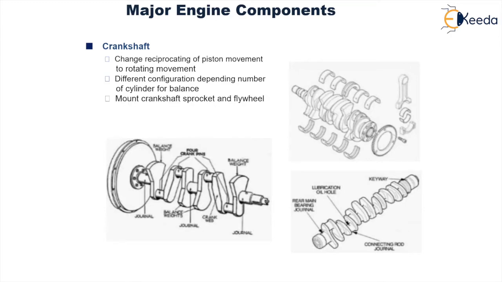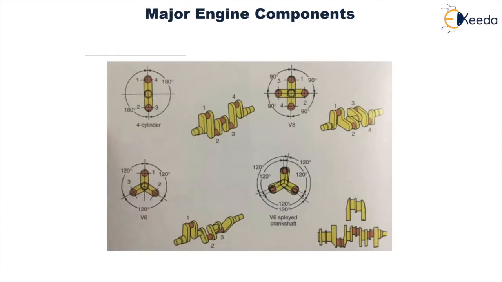It mounts the crankshaft sprocket and the flywheel. The material used over here is cast iron and nickel alloy. These are the different arrangements of the crankshaft.